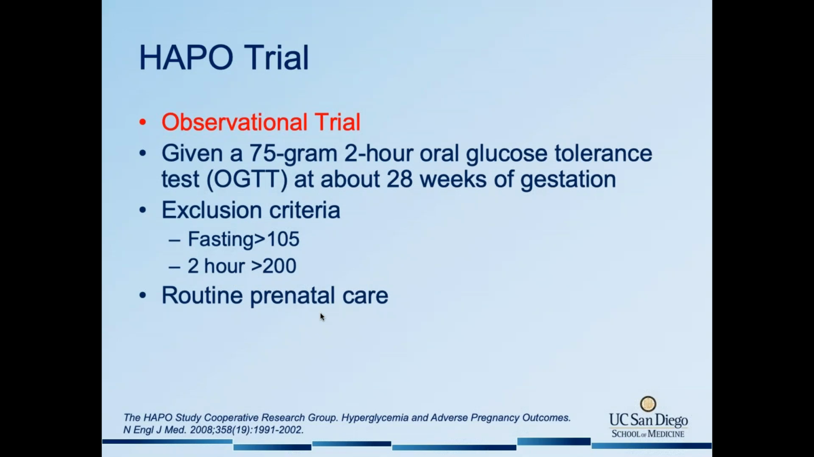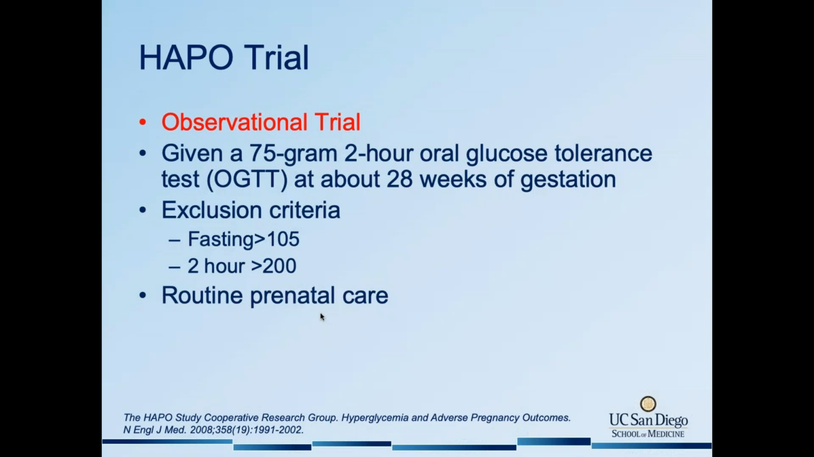So the HAPO study was the first observational trial done to evaluate maternal hyperglycemia and the effects on the developing fetus. This was a multinational trial in which women received a 75-gram 2-hour glucose tolerance test at 28 weeks. And the providers were blinded to the results except if they met exclusion criteria, which was a fasting greater than 105 or a 2-hour value of greater than 200. And then women received routine prenatal care.